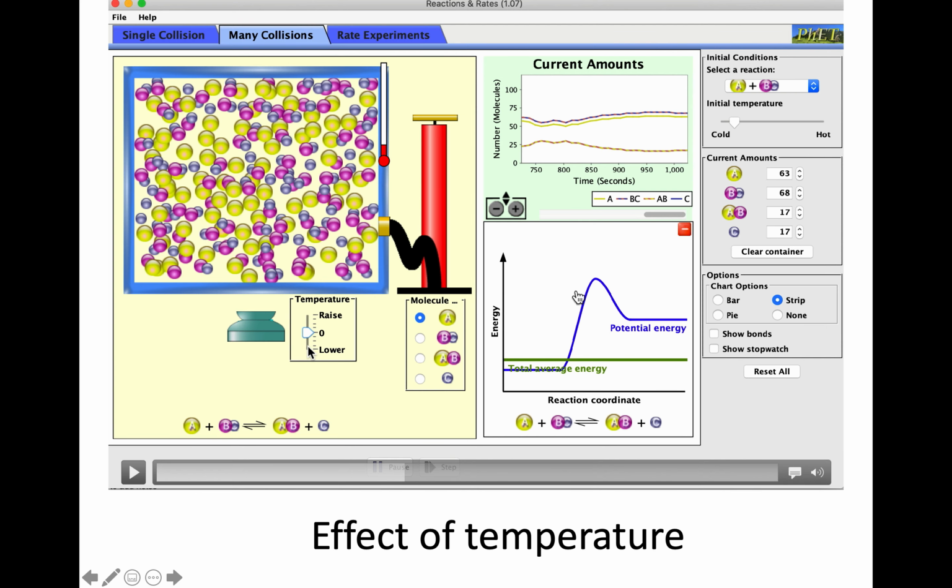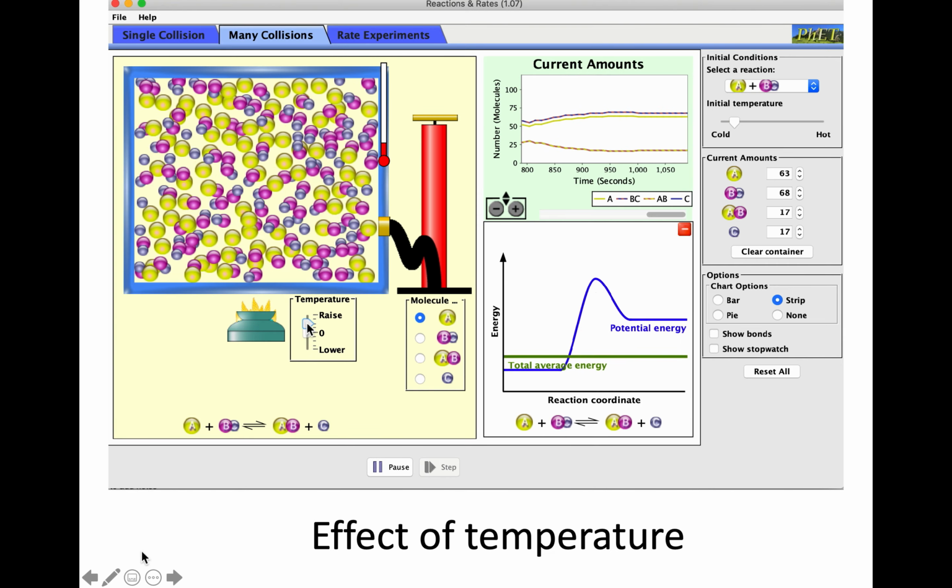The way I think of it is I have a back and forth that's going on, but when I have very little energy right here, if they find their way to this left-hand side, very few are going to have enough kinetic energy to be able to overcome the barrier.